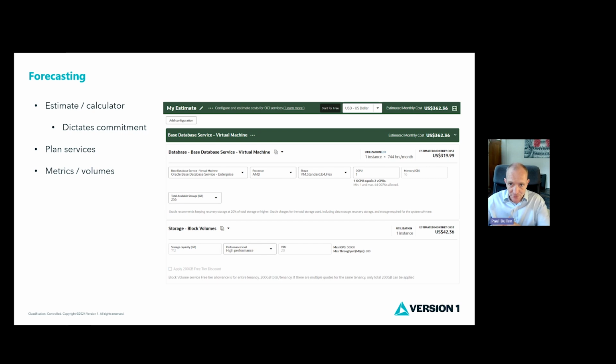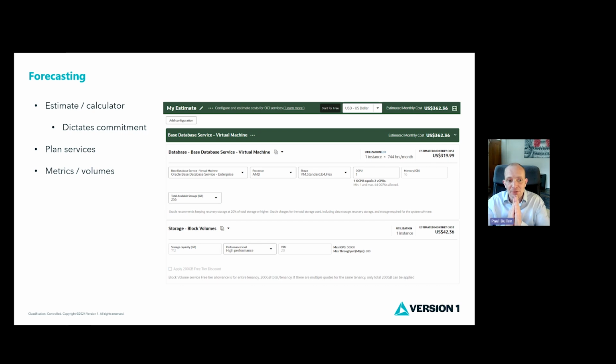So forecasting, obviously, there are two ways of looking at forecasting. There's prior to migration to Oracle, when you're making that commitment, working out what that commitment will be and what that spend will be. And there's obviously forecasting during the period as well. So this covers both aspects here.